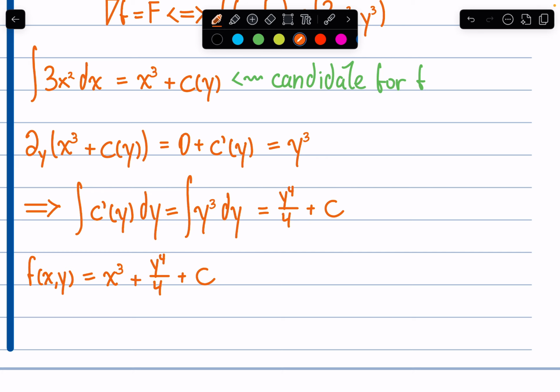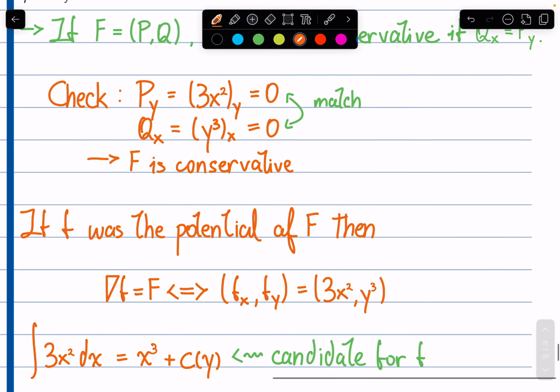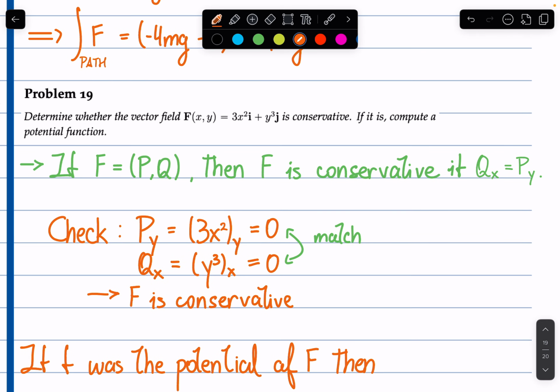Observe that if you differentiate this to take its gradient, we return to the function that we had originally, 3x squared, y cubed.